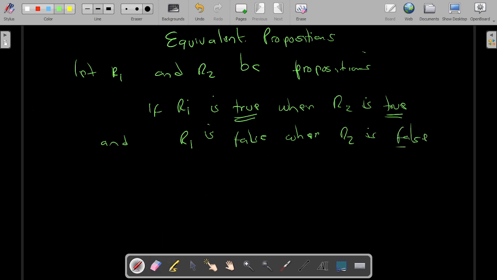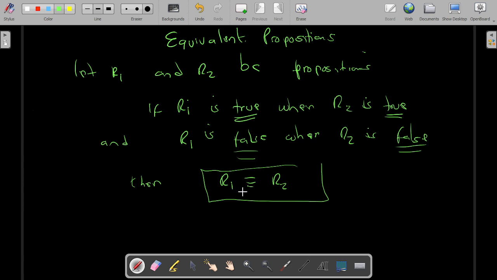Very, very important definition. So if R1 is true when R2 is true, and if R1 is false when R2 is false, then the propositions R1 and R2 are equivalent. We use this notation here. You can read it as R1 is identical to R2, or R1 équivaut R2. So R1 and R2 are two equivalent propositions if R1 is true when R2 is true and R1 is false when R2 is false.